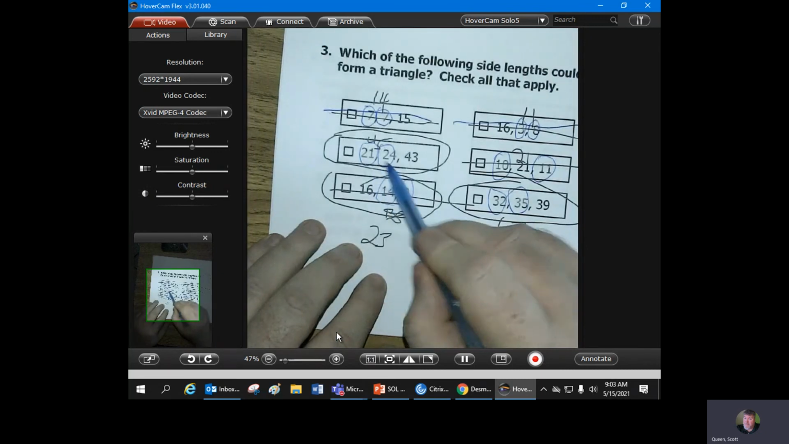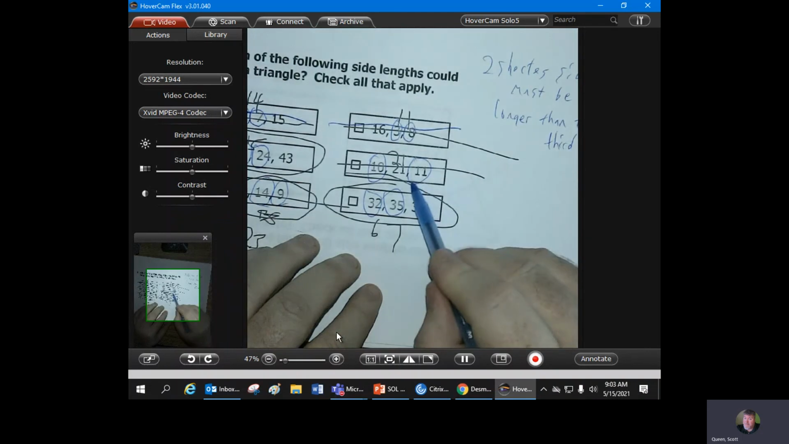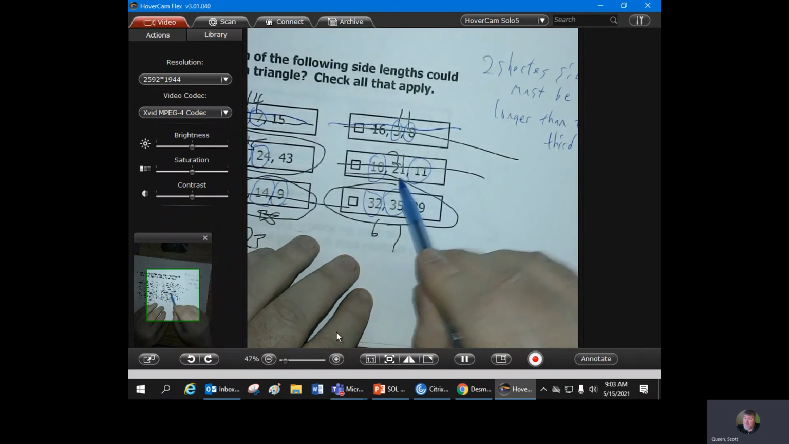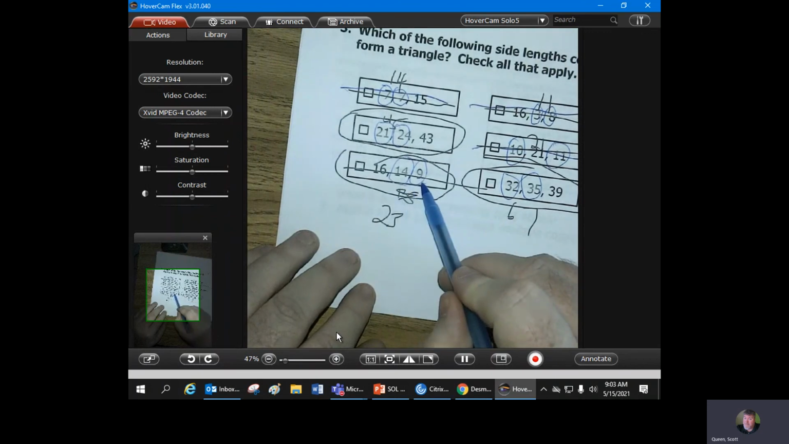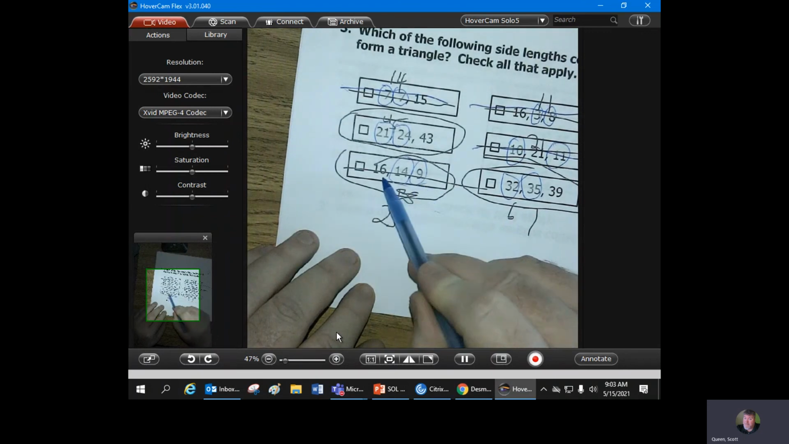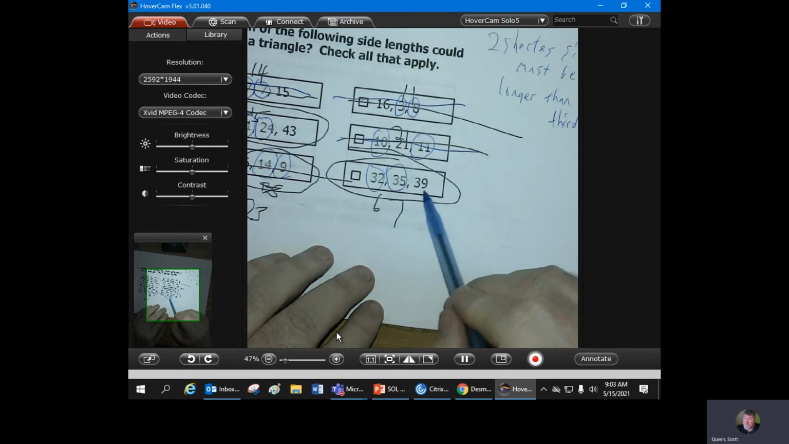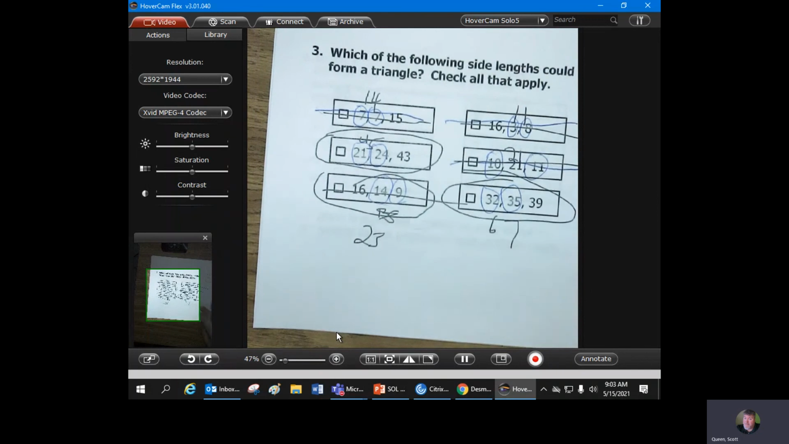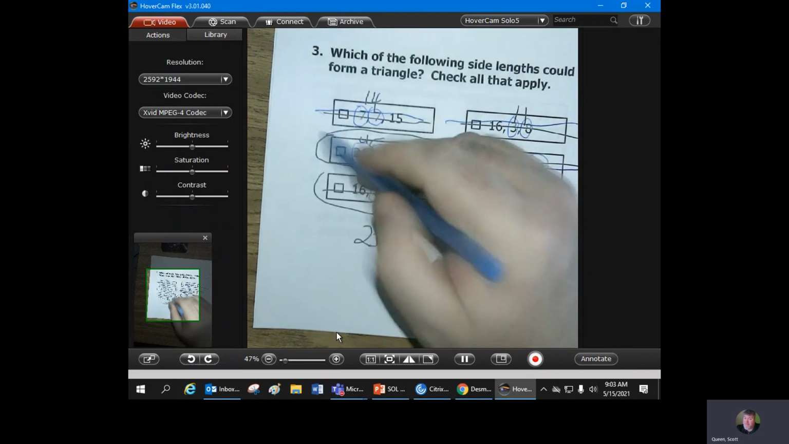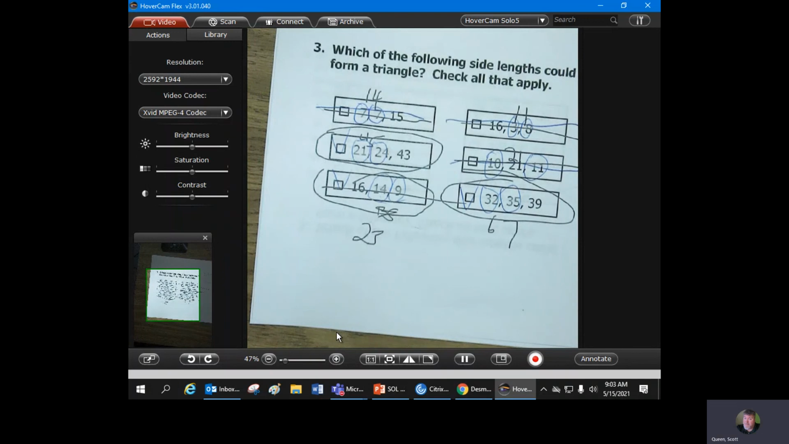21 and 24 add up to 45. That's longer. That can be a triangle. 10 and 11 is 21. That's equal, but it's not bigger. Can't be a triangle. 9 and 14, that adds up to 23. That's bigger than 16. That's a triangle. 32, 35, that's 67. That's definitely a triangle. So hopefully you can see through the mess. This is a triangle, this is a triangle, and this is a triangle. You see what we did there? All right.